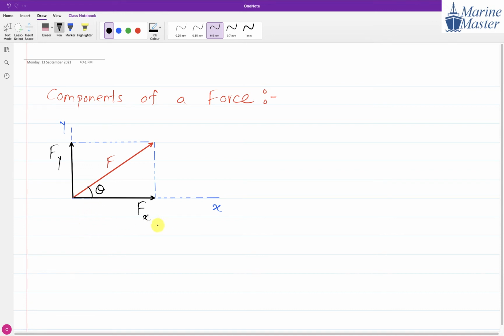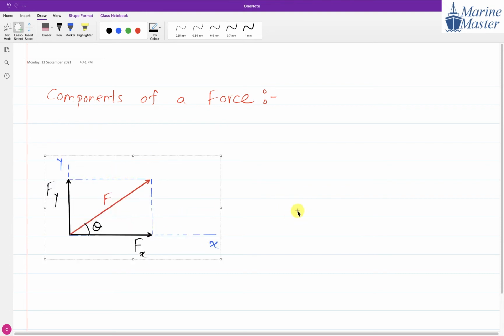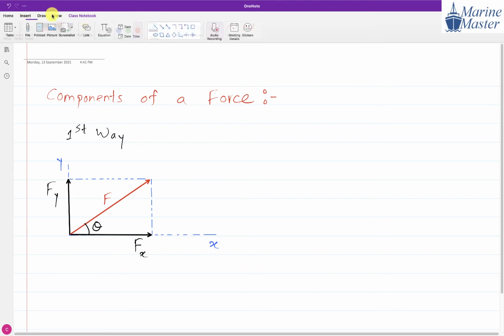So now, this F will have two components. One component is in x direction, another component is in what? Y direction. What is meant by Fx? Fx stands for component of F in x direction. Fy means component of F in what? Y direction. Now try to see the scenario here. So this is our first way to represent the components.